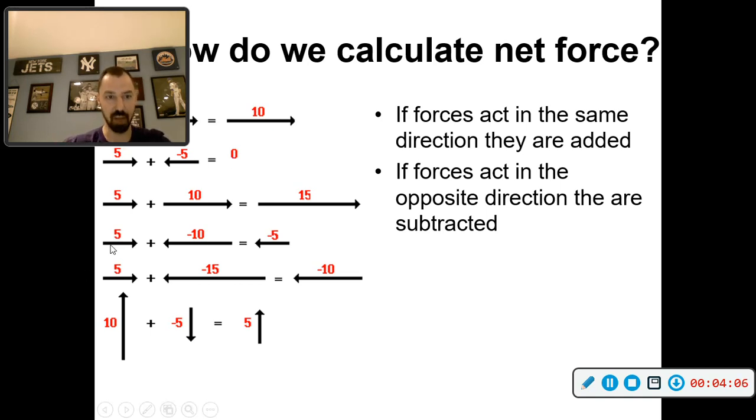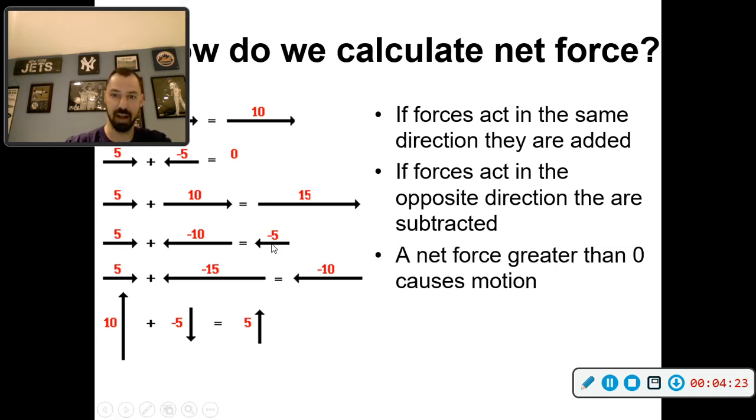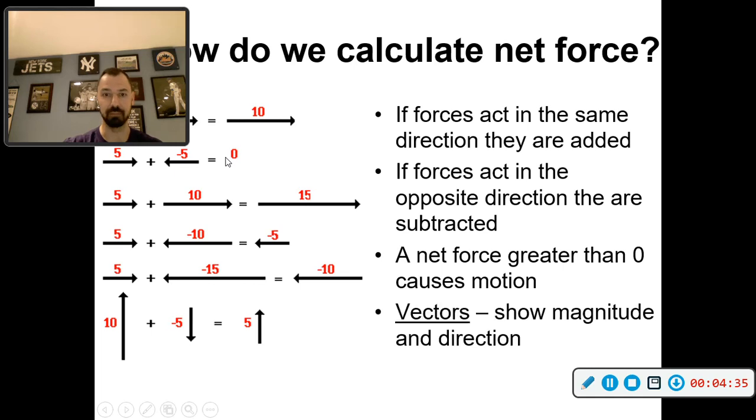Here's another example: 5 plus negative 10, or 10 minus 5, will give you negative 5. To the left is the negative direction, and the positive direction is to the right. The resultant, which is the adding or subtracting of these, determines whether the object moves or not. A net force greater than 0 causes motion. If it is exactly 0, that means the object is not moving.